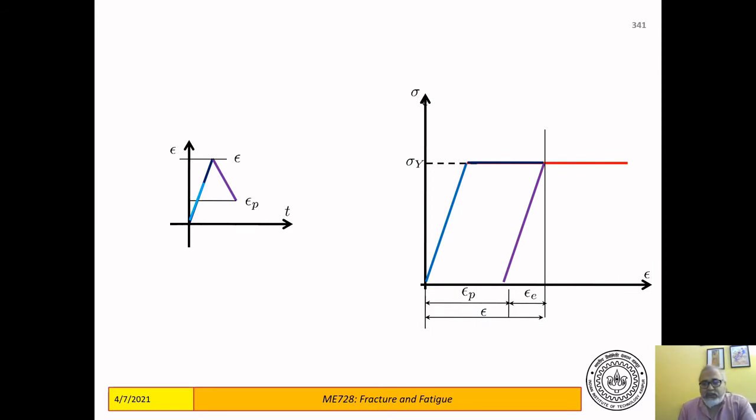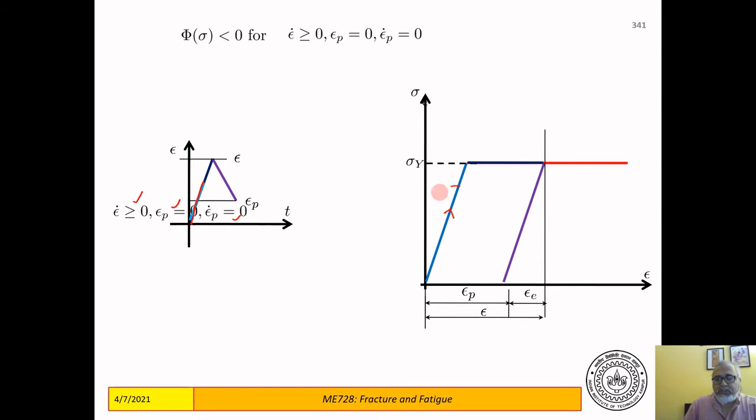This is your strain versus time. Now, in the first stage, epsilon dot is greater than 0, but there is no plastic strain. I'm going elastically up here. In this part, there's no plastic strain, which means that if I load and unload, I will come back to the same point and there will be no permanent strain remaining. So in this part, this condition is valid, and of course this condition is valid because epsilon p is equal to 0. And also in this part, phi sigma is less than 0 because of the way I have defined it. So these are the conditions for this part of the curve.